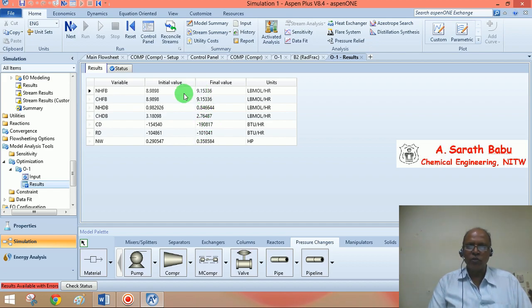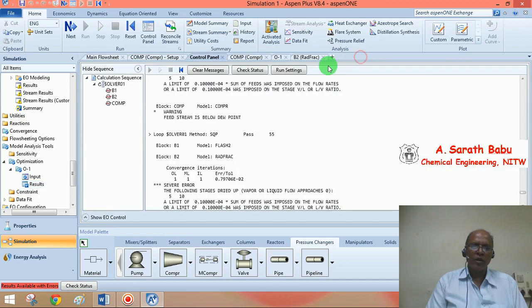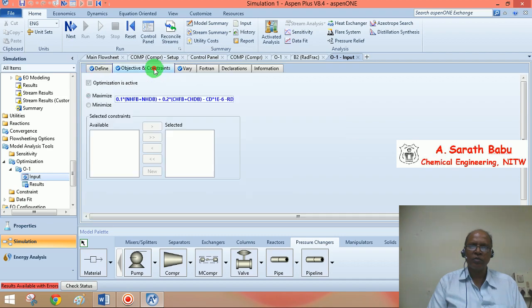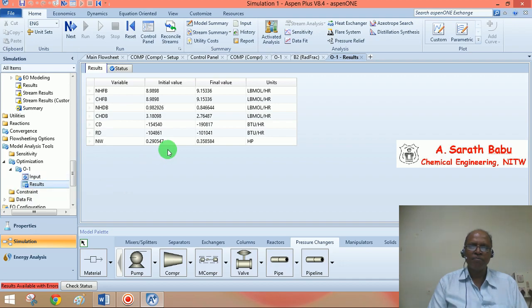And at these values, the profit is maximized. So you can see the condenser duty starting with minus 154, reboiler duty is 101, network is 0.35. Because the condenser duty and reboiler duty are given as negatives, because you are trying to add. So what is the optimization value? So the objective function results. Okay, let us look at report.